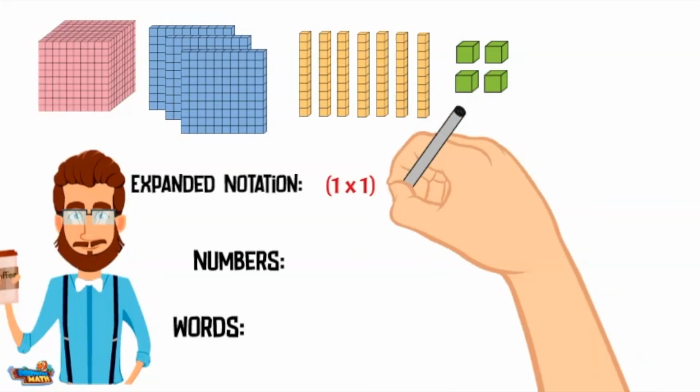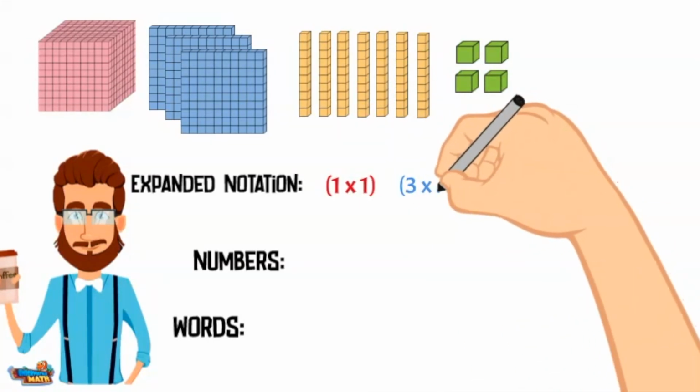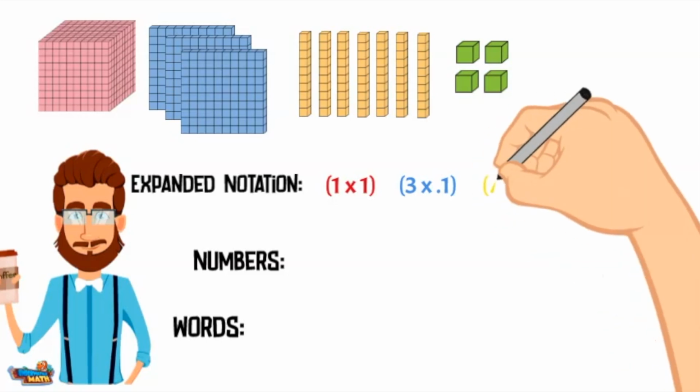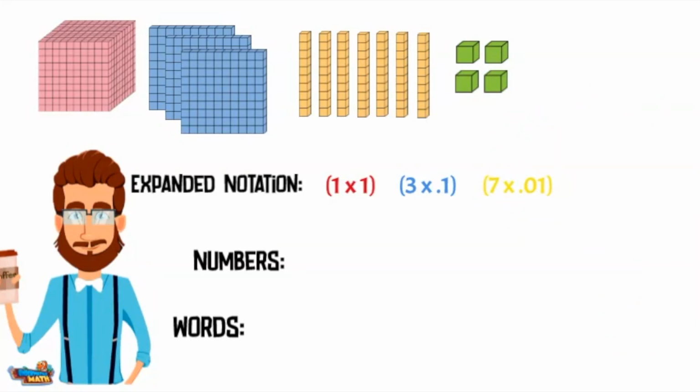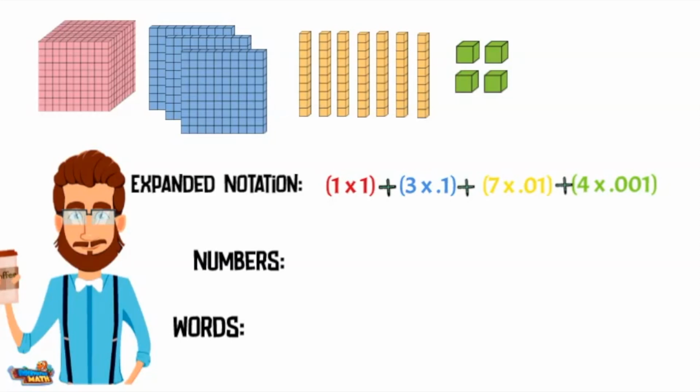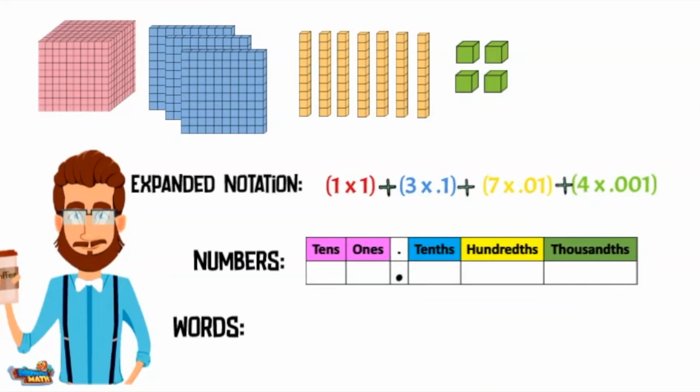There are 3 groups of tenths. We multiply 3 times 1/10. Moving to the yellow models representing the hundredths, there are 7. Multiply 7 times 1/100th. Finally, we multiply 4 times 1/1000th. We add these values together to complete the expanded notation. Expanded notation complete. Now let's write the decimal with numbers.